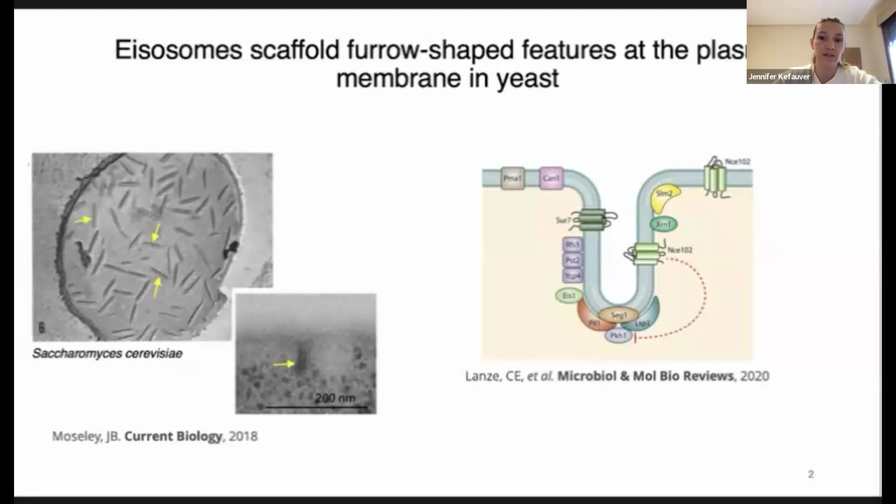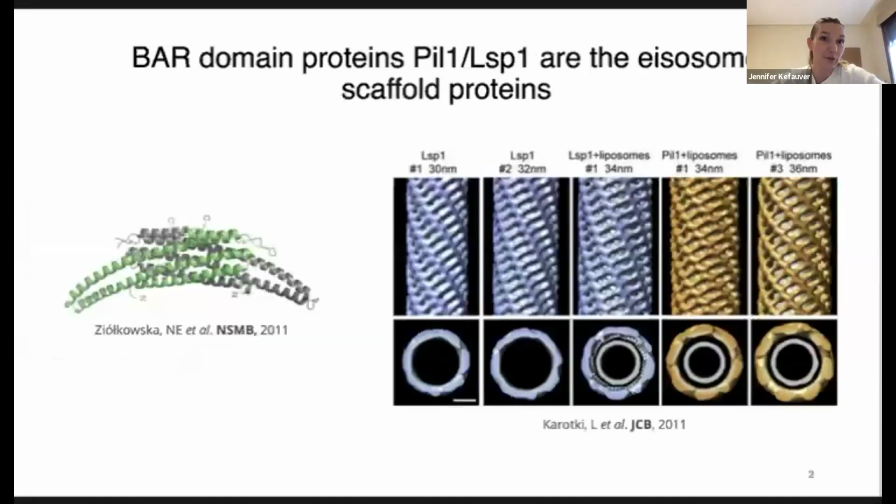And there are two paralogous BAR domain proteins, PIL1 and LSP1, that form a complex that scaffolds the invaginations. So BAR domains are an interesting family of proteins that's known for its role in membrane modifying processes. They function to either sense or drive membrane curvature through their binding and oligomerization.